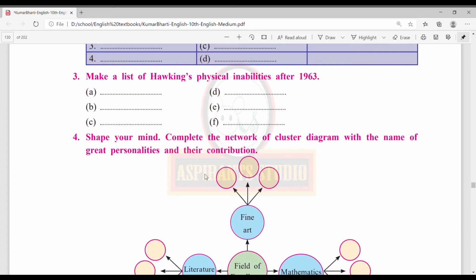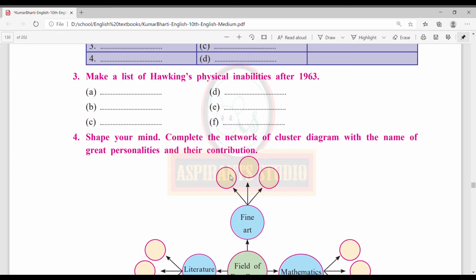3. Make a list of Hawking's physical inabilities after 1963. A. Could not go anywhere except on a wheelchair. B. An ever-worsening physical state. C. All the time he needed someone to manage his care and work. D. Except for feeding himself and getting out of bed, had need of assistance for virtually everything else. E. Speech increasingly slurred, finally, lost his voice for good. F. Ability to do his work in peril.